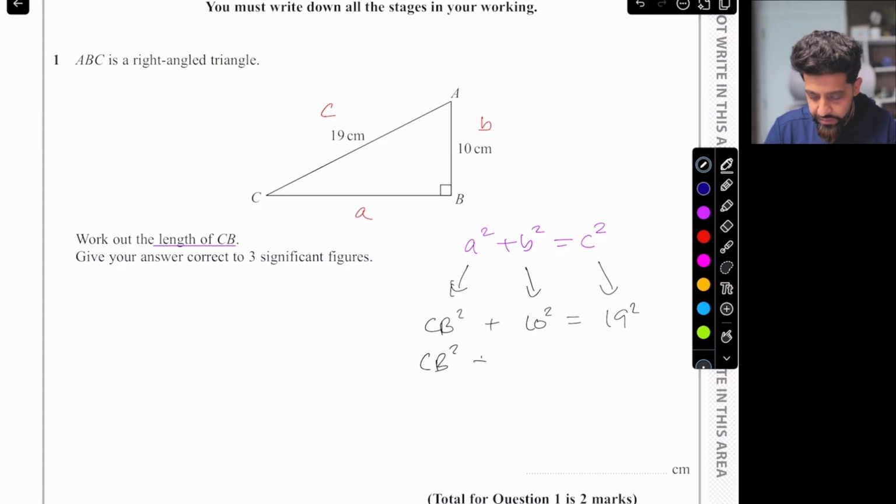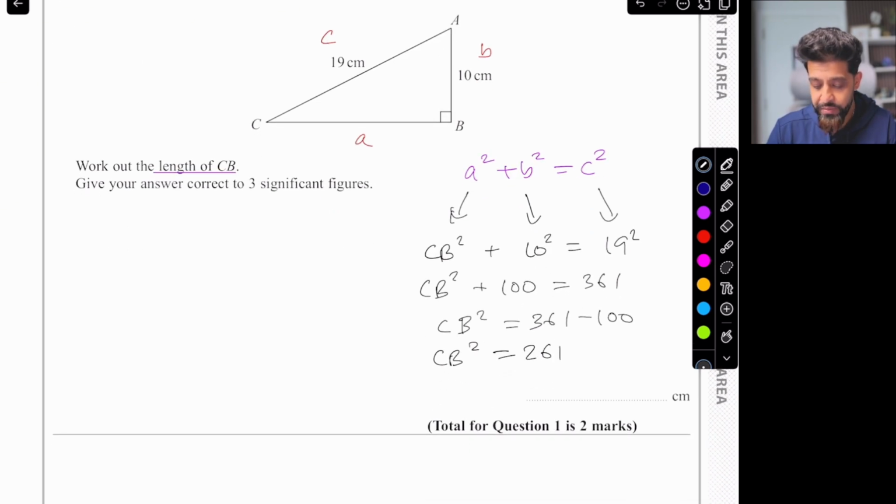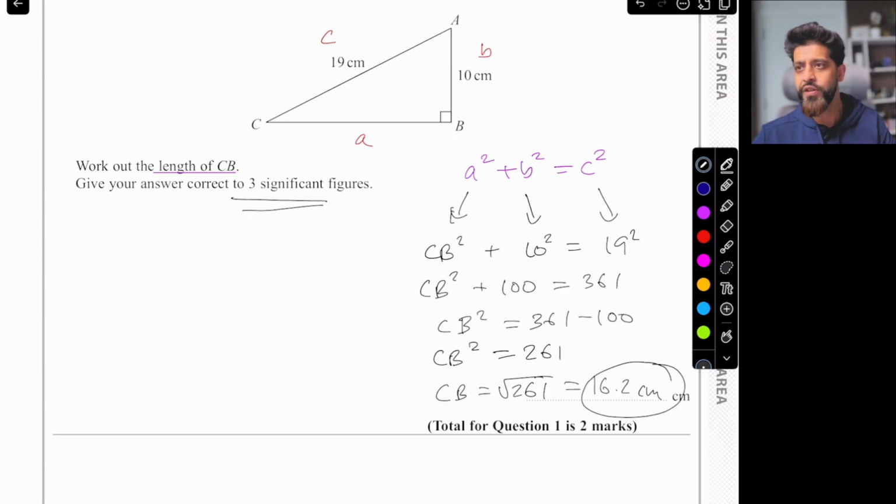So CB squared plus 100 is equal to 19 squared. That is 361. So we take the 100 to the other side, and CB squared is equal to 361 take away 100, which is 261. Now, you don't want CB squared, you want CB, so you've got to square root your answer, 261. The square root of 261 to three significant figures is 16.2 centimetres. All right, that's your first answer.